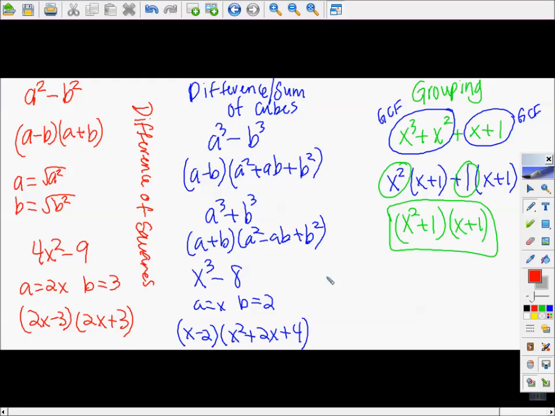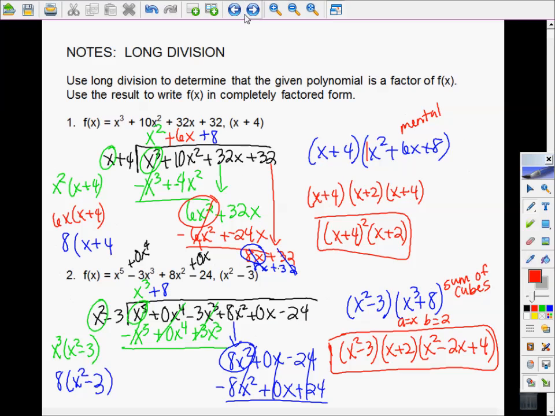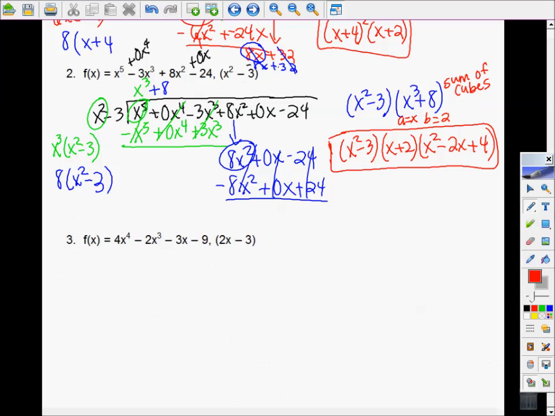Okay? If it had been difference of cubes, then I would have used this one. But because it was sum of cubes, then I used the second one. All I did was plug in that value. So the 2, because the cube root of 8 is 2. Because 2 times 2 times 2 is 8. So my cube root of 8 is 2.